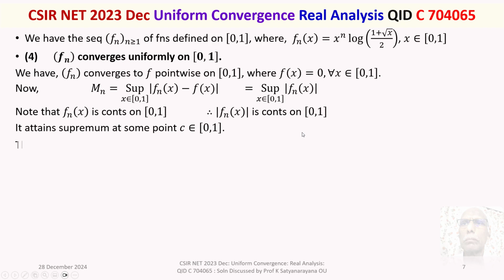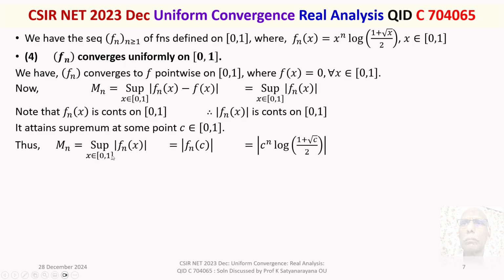Thus Mn, the supremum over x in the closed interval [0, 1] of |fn(x)|, is |fn(c)|, that is, the modulus of c to the power n times the logarithm of 1 plus root c by 2. Now we are asking whether the supremum is attained at x equal to 1. That is, can c be 1? That's the question.